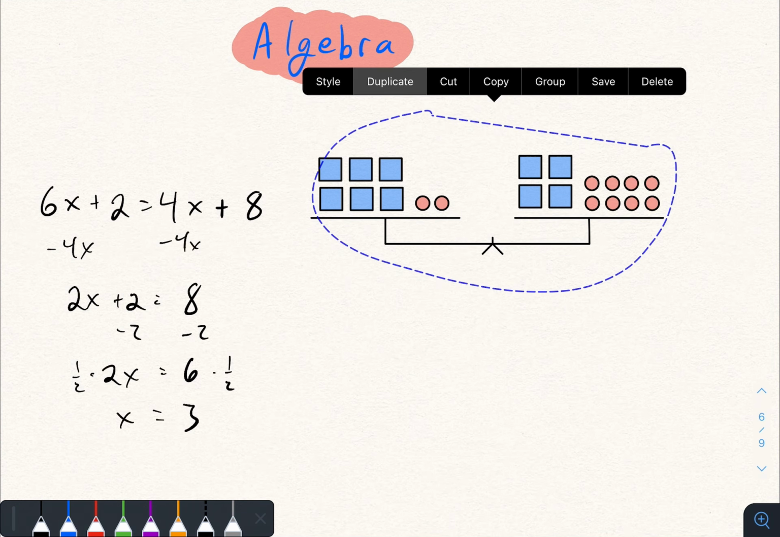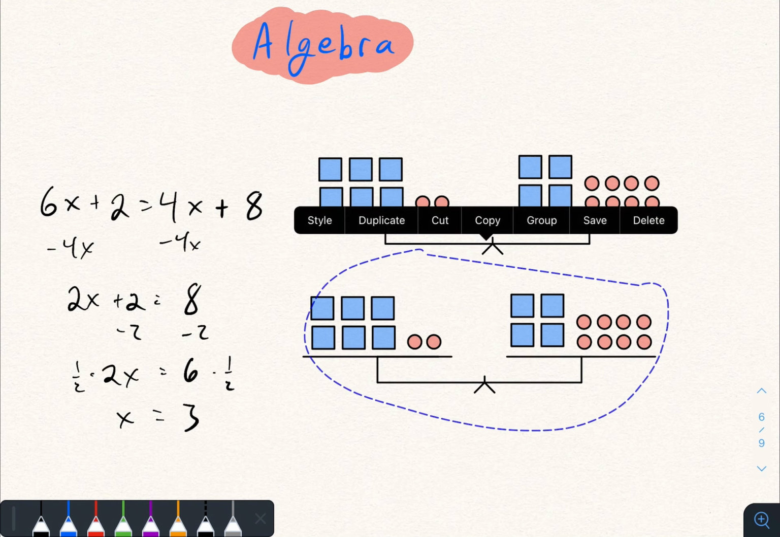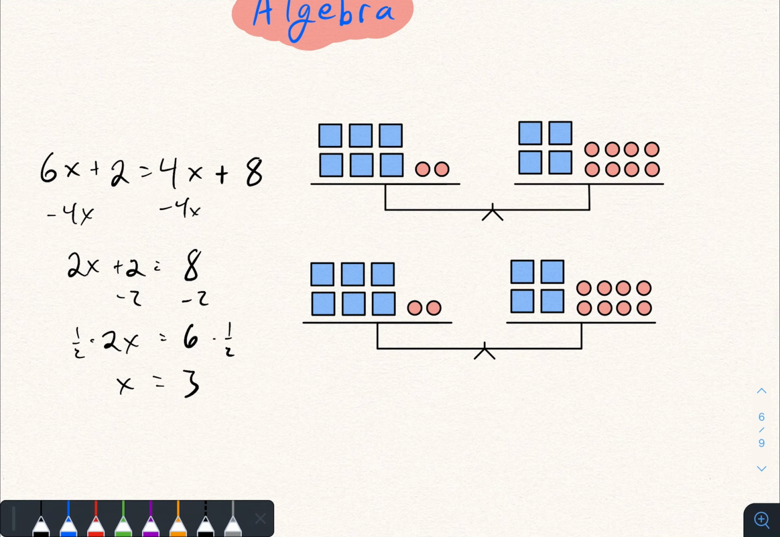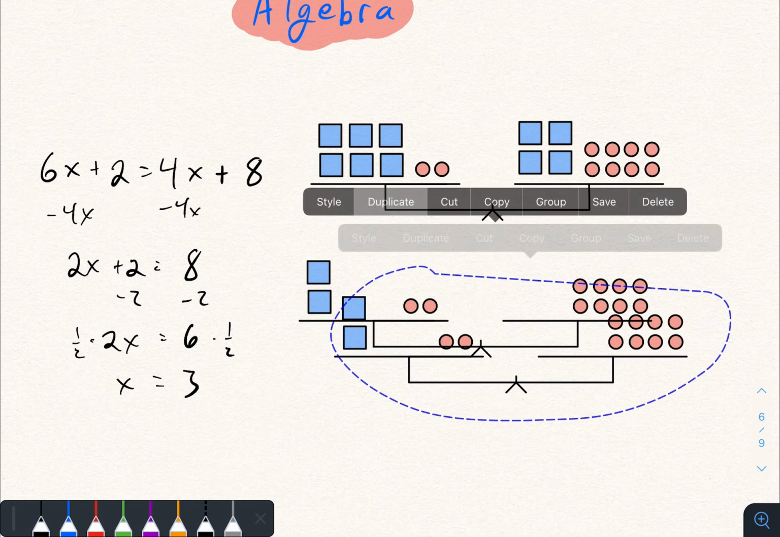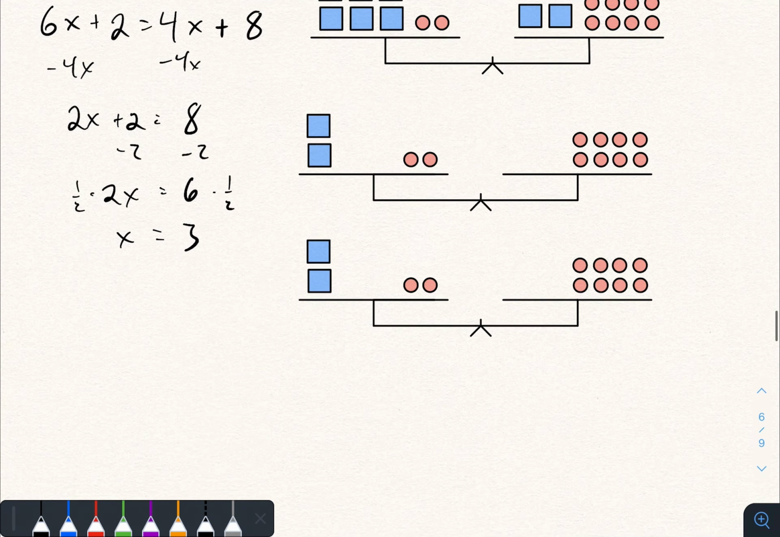All right. So what we do, and a copy and paste feature is pretty great for this, is we first take away the same number of boxes on both sides to keep the scale even. We're trying to keep the scale completely even when we do this. So we take away 4 boxes on both sides. Just get rid of the 4 boxes on both sides. And then next we can get rid of 2 of the circles on both sides. So now we have only boxes on the left and only circles on the right.